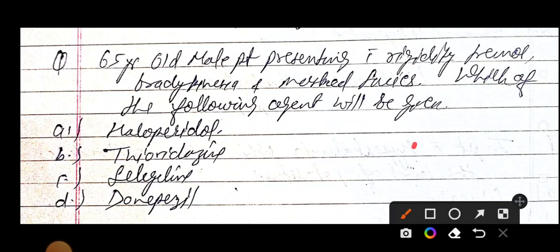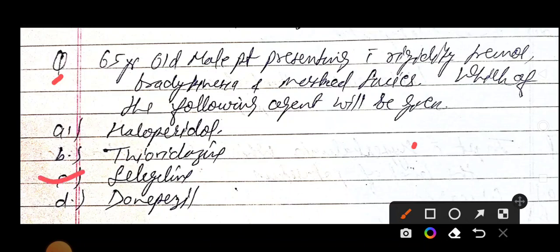So here the patient develops Parkinson-like symptoms. So in Parkinson's, how to treat? The options are haloperidol, thioridazine or donepezil. Donepezil is a drug of choice in case of Alzheimer's disease. Haloperidol causes psychosis and it aggravates the symptoms of Parkinsonism. Okay, so here the answer is selegiline.